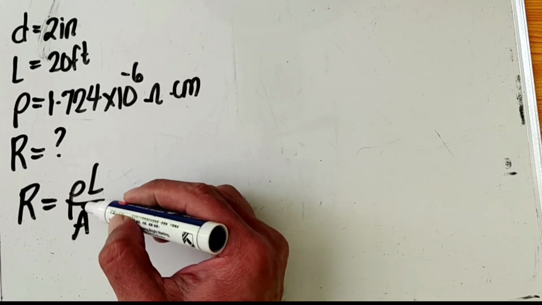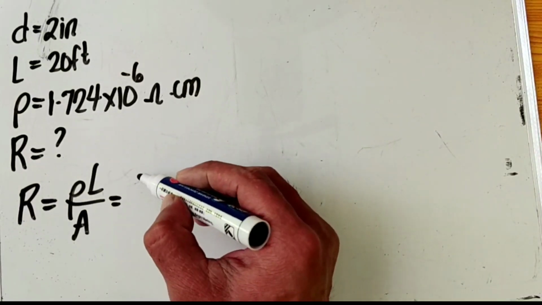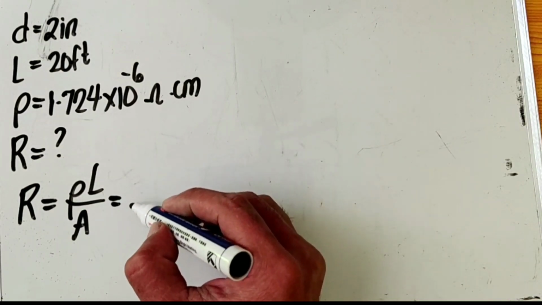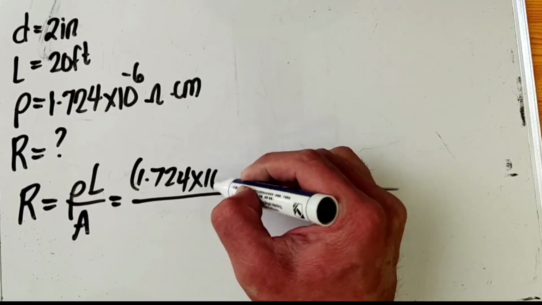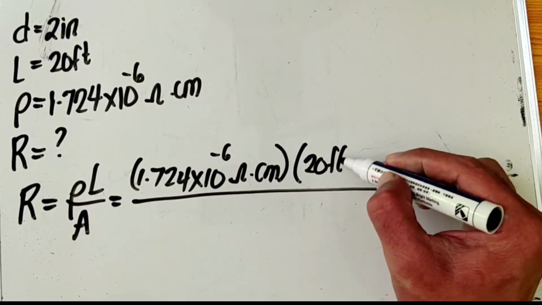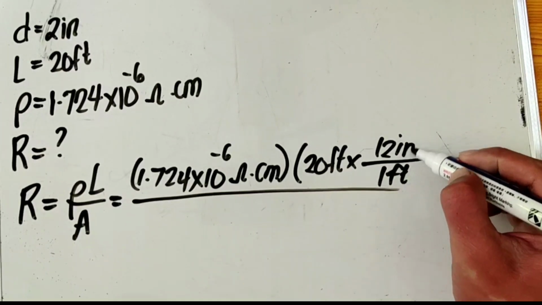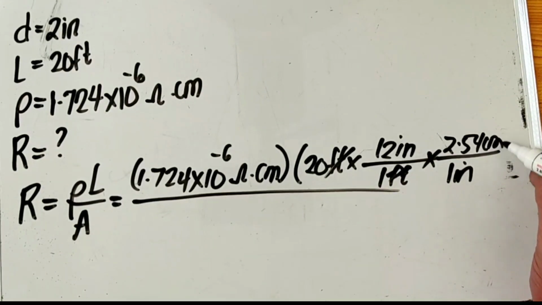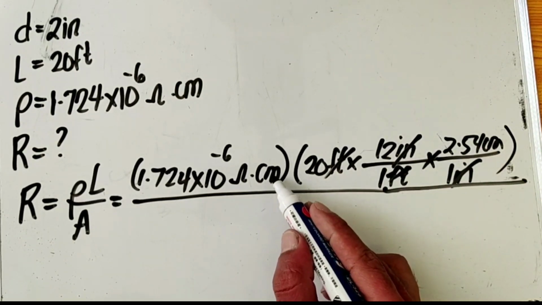So we have the rho, we have the L, and we have the area. So anong bearing ng problem na to? Mapapansin nyo, we have different units. So unit analysis lang gagawin natin. We're going to convert it all to a single unit para mas madali nating ma-cancel ang mga ito. So our rho is 1.724 times 10 to the negative 6 ohm centimeter times length, that is 20 feet. So let's convert feet into centimeter. 1 foot has 12 inches, cancel foot, times 1 inch has 2.54 centimeters, cancel the inch. So we have centimeter times centimeter is centimeter squared.